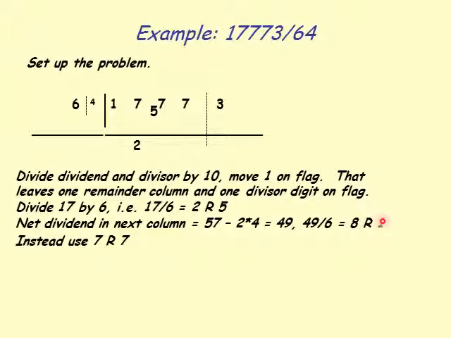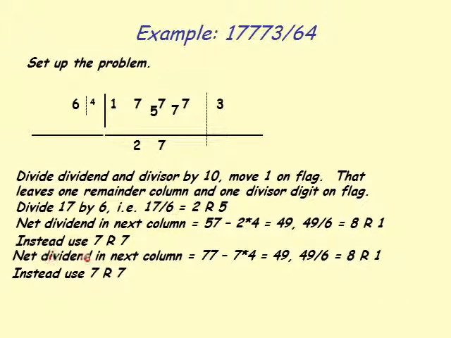But that would give an overshoot in the next column, so I'm going to use 7, remainder 7 here. That's my altered remainder. In the next column the net dividend is 77 minus 7 times 4, which is 49. We divide 49 by 6 and get 8, remainder 1. Again, instead we use 7, remainder 7, otherwise there would be an overshoot in the next column.